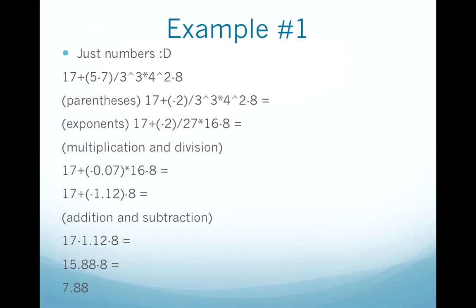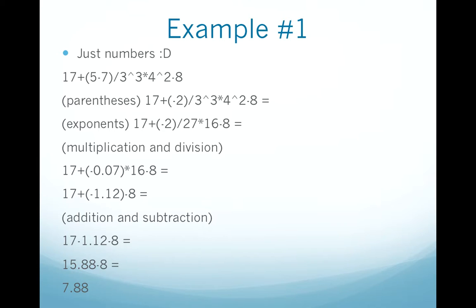Now, inside the parentheses, we have 5 minus 7, and when you subtract 7 from 5, you get negative 2. So, what you're left with is 17 plus (negative 2) divided by 3 to the power of 3, multiplied by 4 to the power of 2 minus 8. Now, I left the parentheses here, just so that it will be easier to see what's going on.